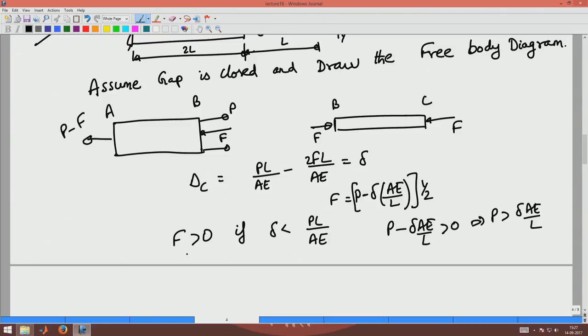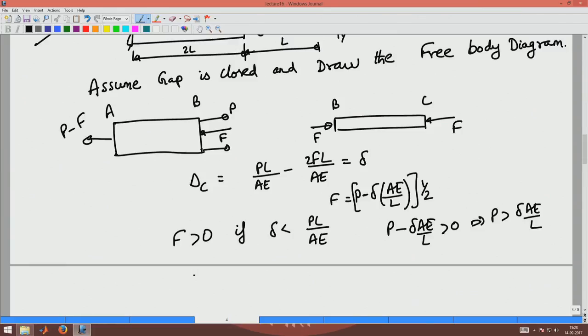Else what happens? F becomes negative. Is a negative force possible here at C, which means a tensile force? Can BC be in tension? BC cannot be in tension because there is no force applied at C, and if the gap is there it can be only in compression, not in tension. So, if you solve this problem and get your force to be a tensile force rather than a compressive force, in other words if F happens to be negative, wherein we assume the positive direction of F to be the compressive force, then you have to set that to 0.